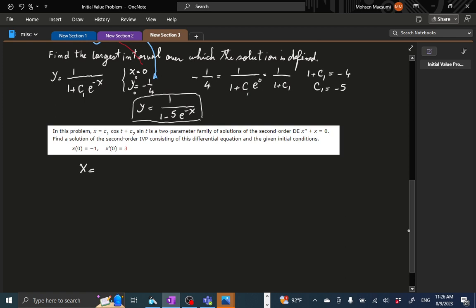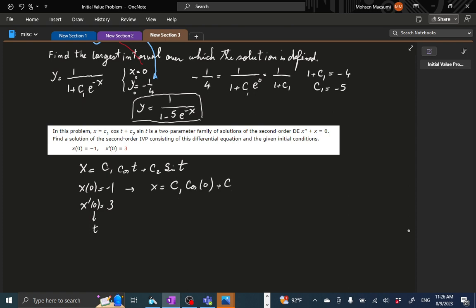We have x given to us as c1 cosine of t plus c2 sine of t. And we are told that x(0) is minus 1 and x prime(0) is equal to 3. This 0 refers to the value of t, so on the right hand side, t has to be replaced by 0. We need to remember some basic ideas from trigonometry: sine of 0 is 0, cosine of 0 is 1, and exponential of 0 was 1. So we make use of these things. This becomes c1, because cosine is 1 and sine is 0, and this is supposed to be minus 1. So straight out I get this.